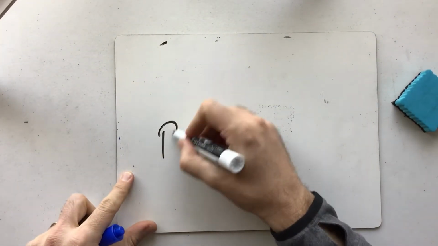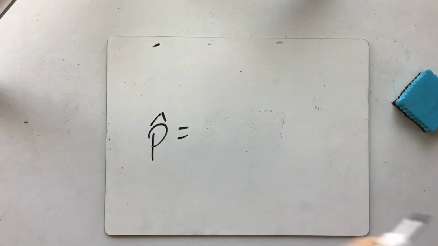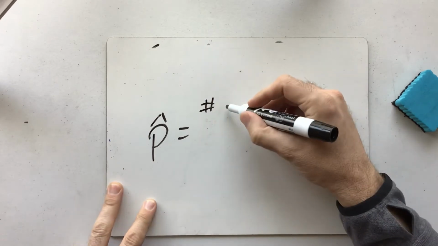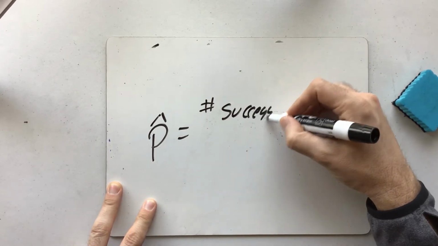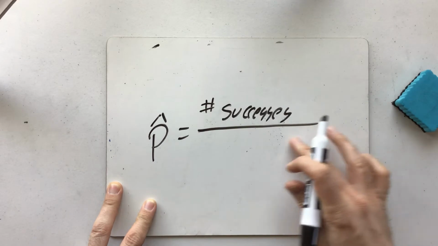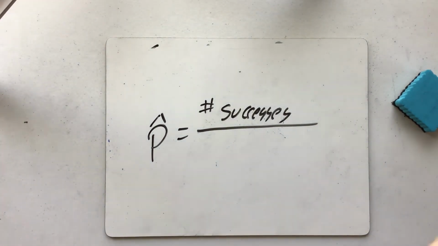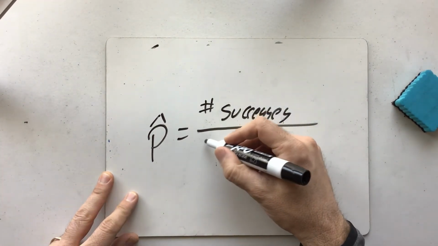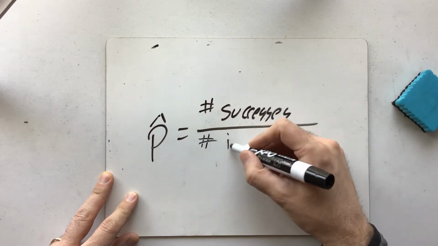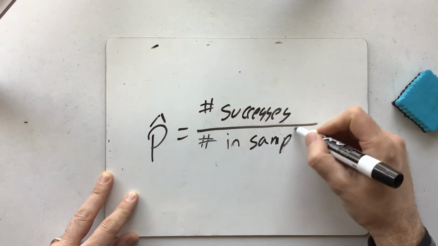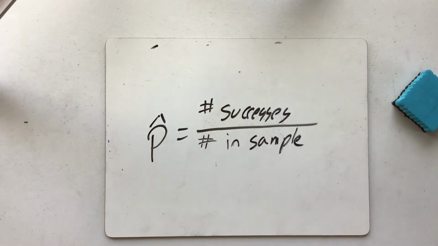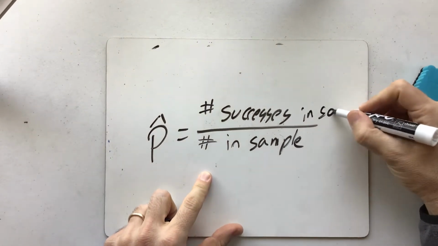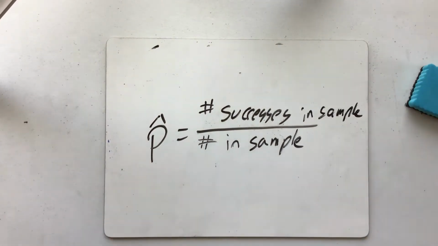And that is, P hat is easily calculated as just the number of successes, or the number of however many things we're counting. So the number of successes in the coronavirus samples, the number of people who've successfully had coronavirus, divided by the number in the sample, so the total number of observations. So the book may write this slightly differently, but it's just the number of successes in your sample divided by the total number in the sample.